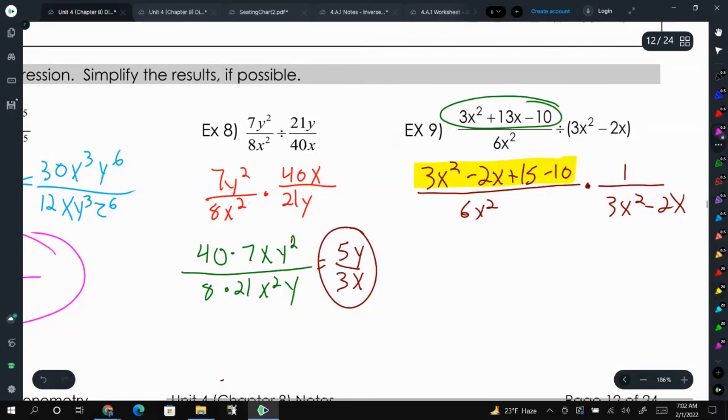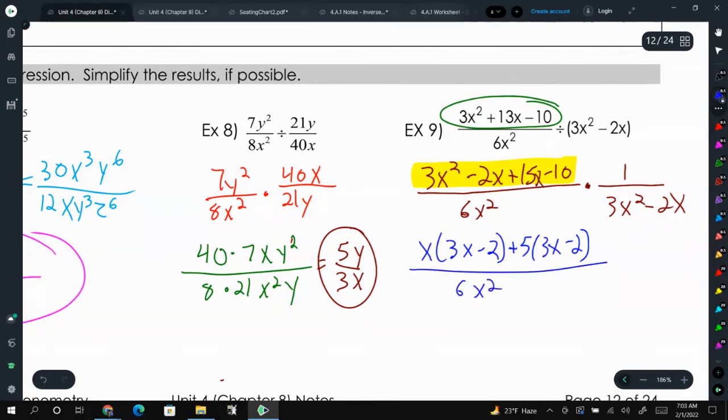And we're going to factor by grouping. Oops, I forgot the x here. So factor out an x, and I'm left with 3x minus 2. And then from the second one, factor out a positive 5, and I'm left with 3x minus 2 over 6x squared times 1 over, and I can factor out an x here.